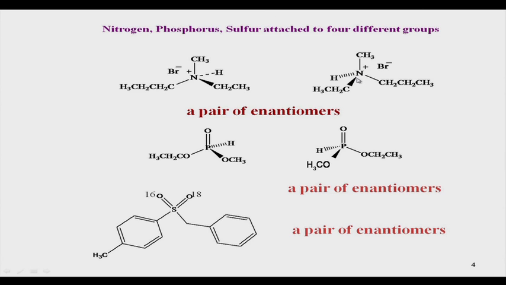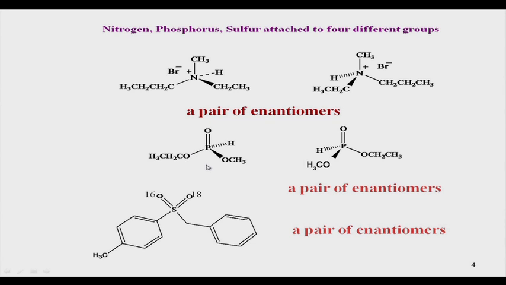These are called quaternary ammonium salts, where all the 4 groups are different. So, they can exist as an enantiomeric pair and it is possible to separate them. So, that is the example of nitrogen.